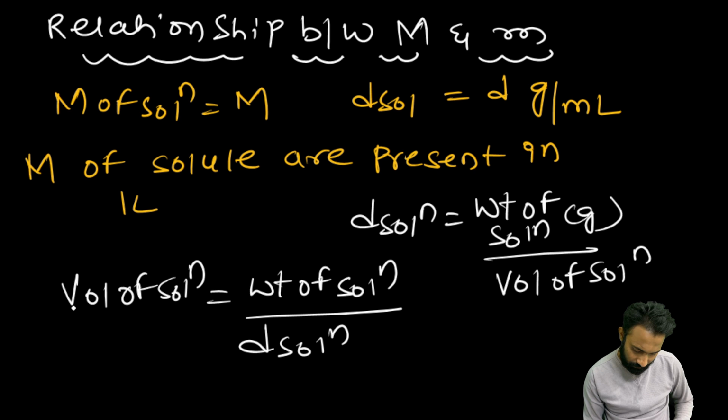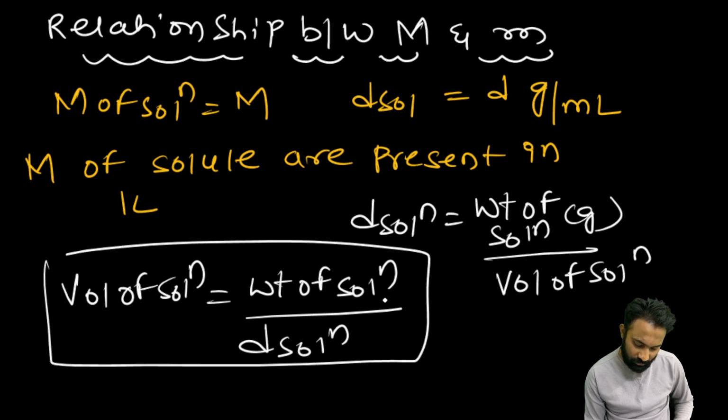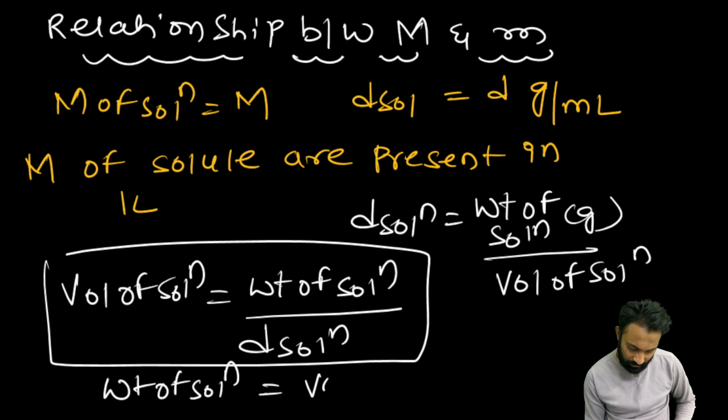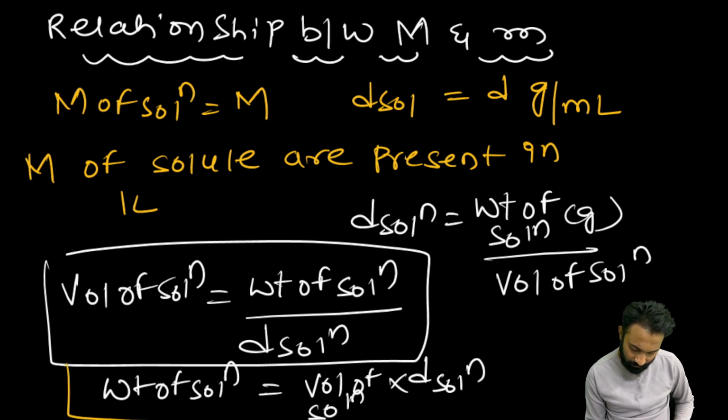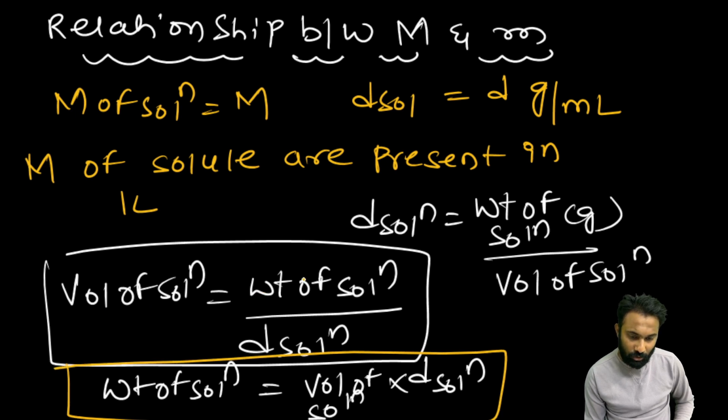Weight of the solution by density of the solution. From this I can get the weight of solution is equal to volume of solution into density of solution. Can I write? Done. So weight of the solution is volume of the solution into density of the solution. This is clear. Weight of the solution I got.